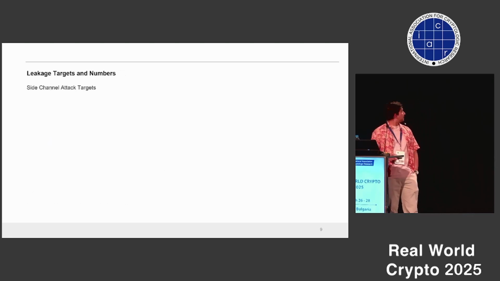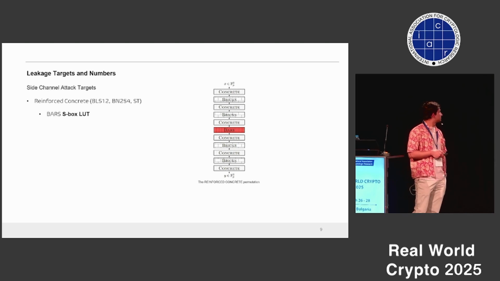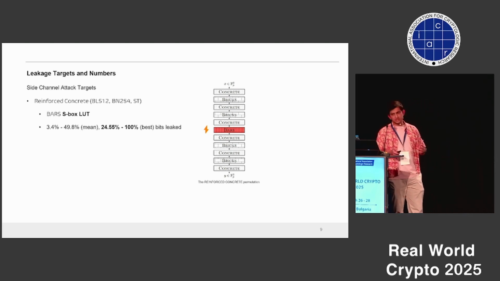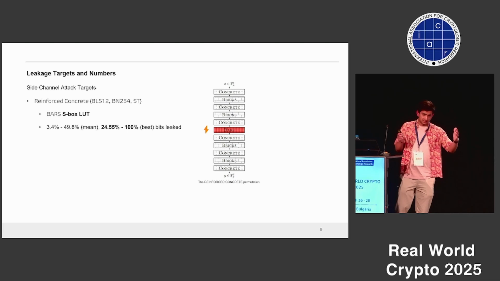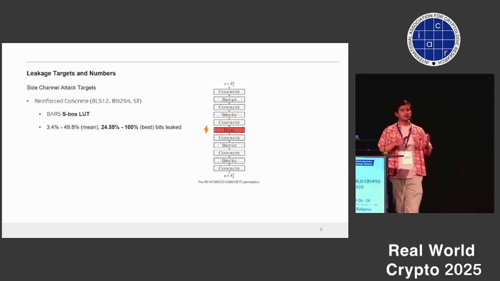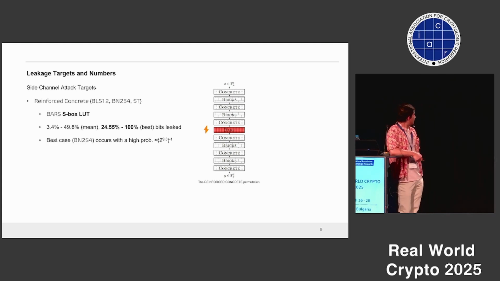So let's look at the targets and the numbers we got. The first target is Reinforced Concrete. Here we targeted the Bars layer, which is the S-box with lookup table. And of course, we got a leakage, and here we get the mean case and the best case bits leaked in percentage. So the percentage is of the state of the hash function, and the mean and best you get depends on where the lookup table is, how the lookup table is aligned in the cache with respect to the cache line, of course. And interestingly enough, the best case actually happens with quite a high probability.